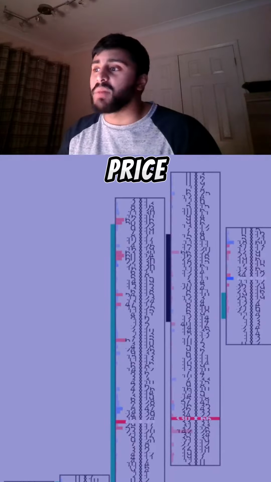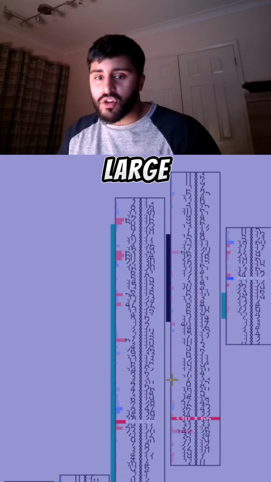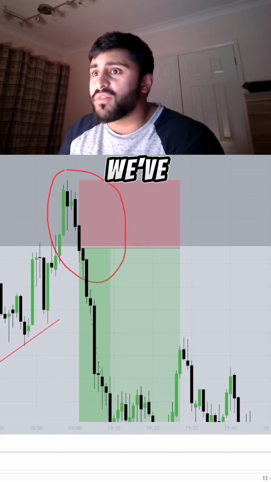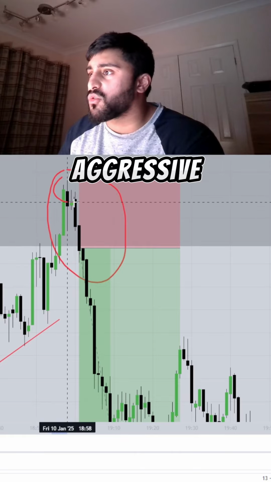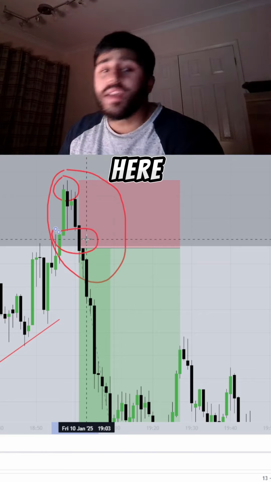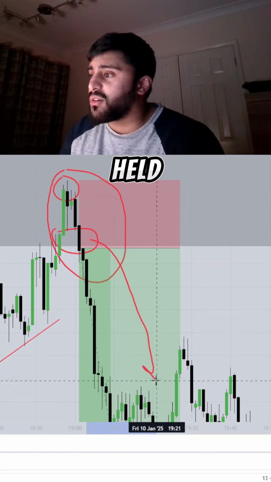And this is why we see price melting down along with a very, very large aggressive seller over here. So with the regular candlestick charts, what we've now understood is that we have a lot of aggressive buyers in this zone which have failed. Aggressive sellers start to take over here. And this is the reason the fair value gap held in the first place, right?